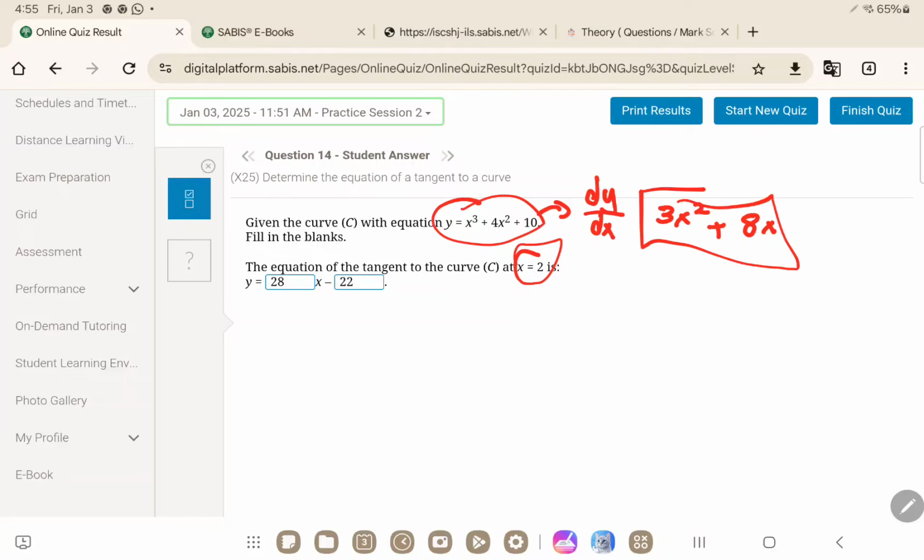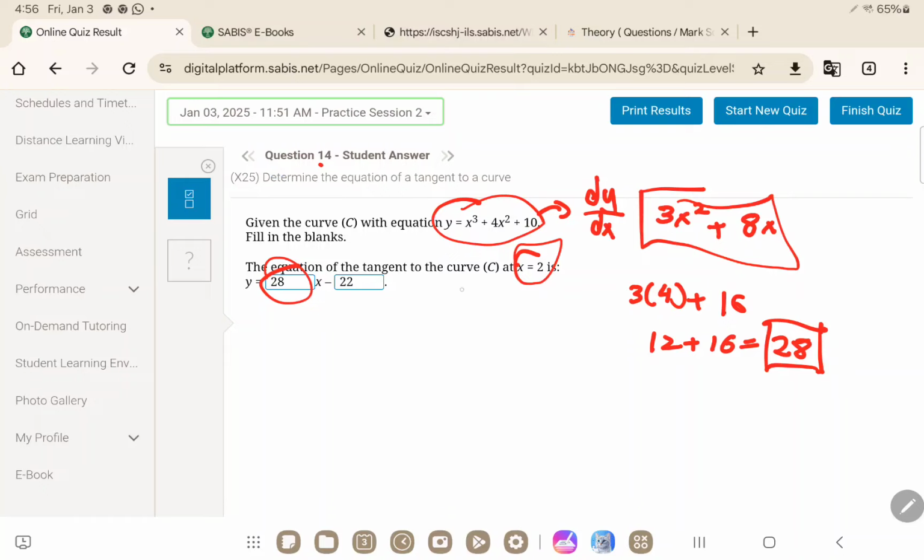To find the slope, we need to substitute x by 2. So when we do that, we're going to get 3 times 4 plus 8 times 2, which is 16, so 12 plus 16 equals 28. So our slope of the tangent is 28. That's the first box. Now we need to find any point on our curve. To do this, we need to replace x by 2 in the original equation.